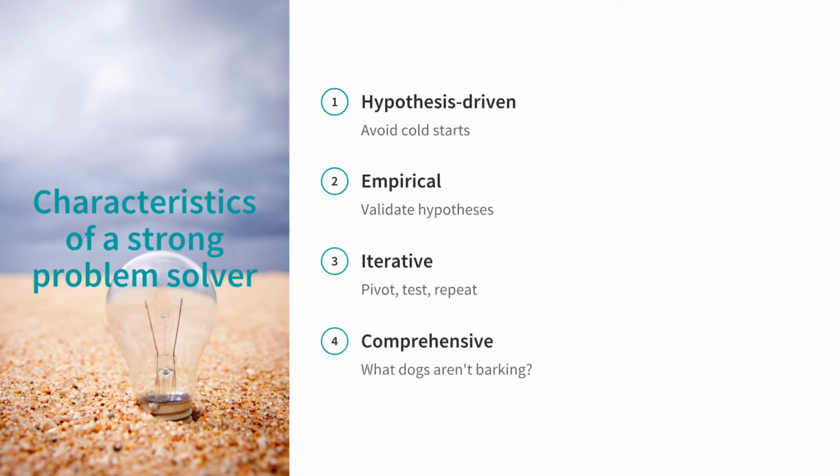Now, let's talk for a second about what it takes to be a strong problem solver. You want to do four things, really. Be hypothesis driven, be empirical, which might sound like a contradiction, but it isn't, and I'll explain why in a second. Be iterative, and then finally be comprehensive.